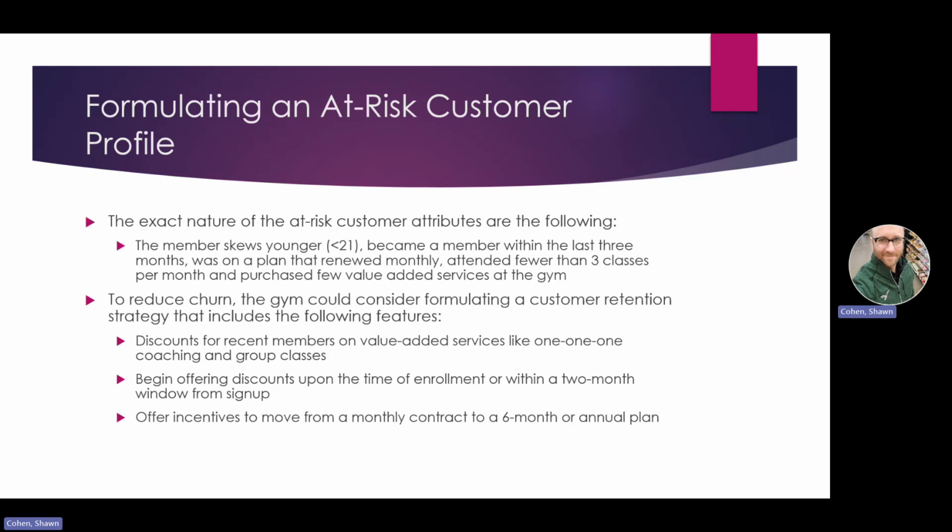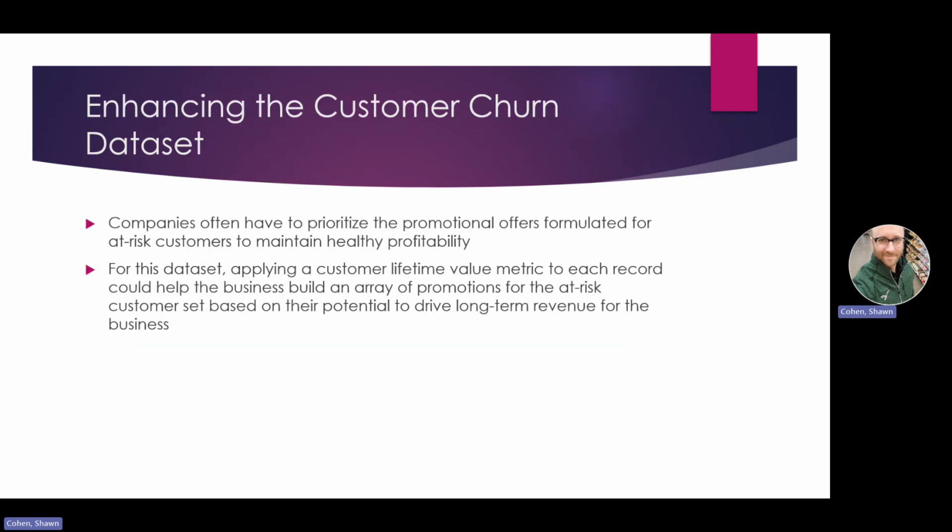What a marketing team could then do with this data is say, okay, we're going to reduce churn by providing some discounts for those who had taken out a membership recently, maybe discounts on one-on-one coaching or group classes. They could begin offering the discounts at the time of enrollment or within a 2-month window, because that's really when we saw the churn increase after that 2-month mark. And then offer them incentives to bump up to a 6-month or an annual plan.